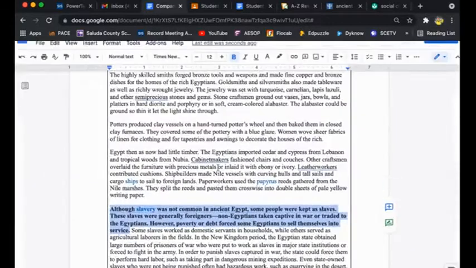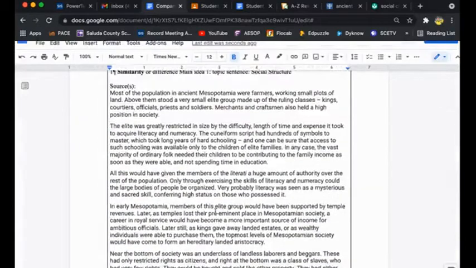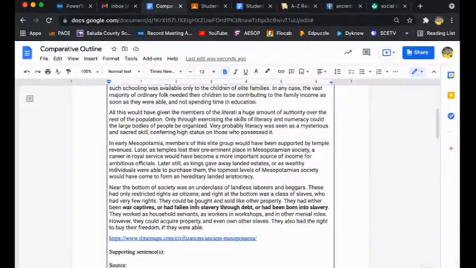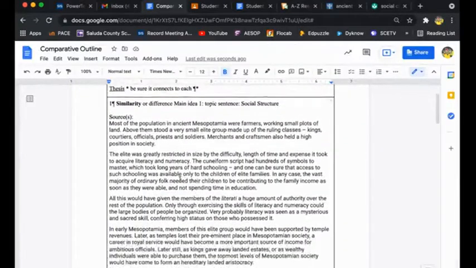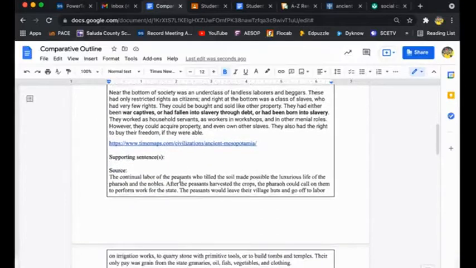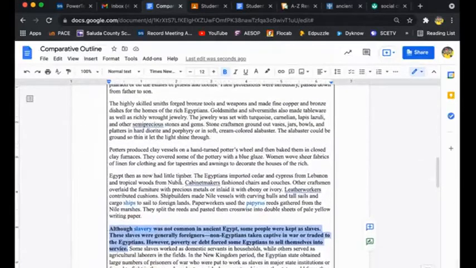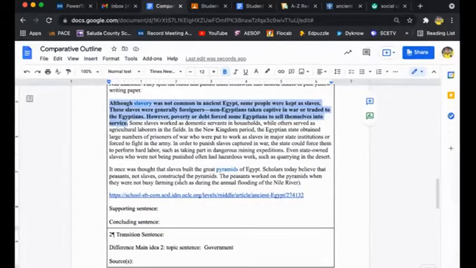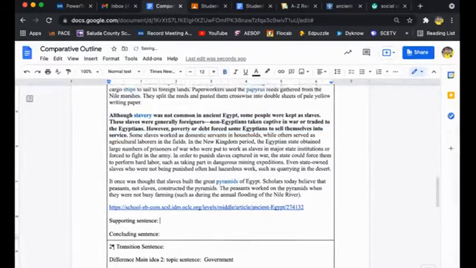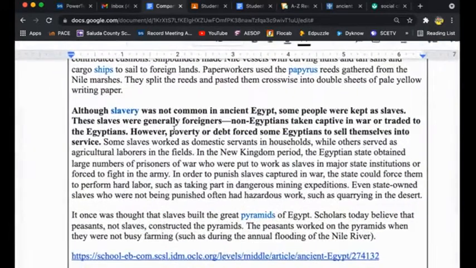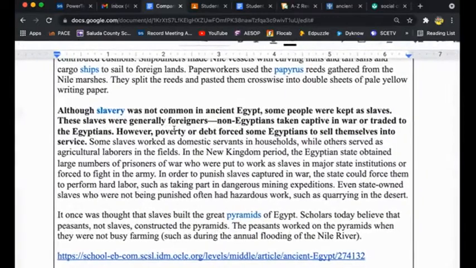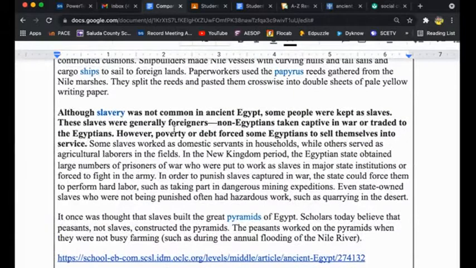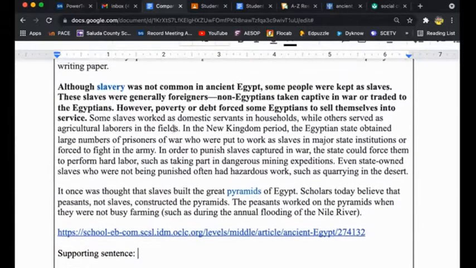So Mesopotamia and Egypt were very similar as in slavery. So even when you're talking about social class, you could be more specific and talk about slavery instead. So those are examples. In your supporting sentence, you could describe that slavery was also pretty common in Egypt, just as in Mesopotamia.